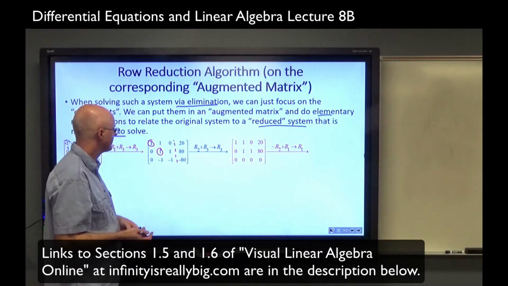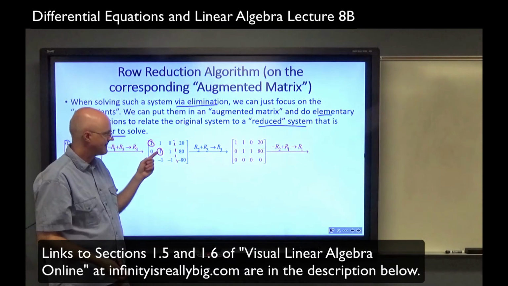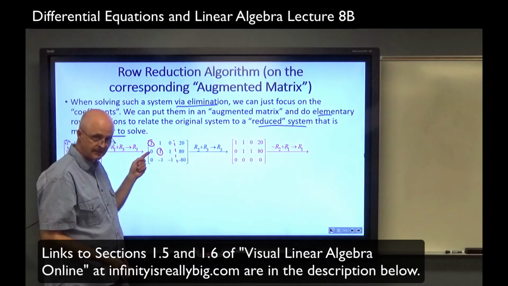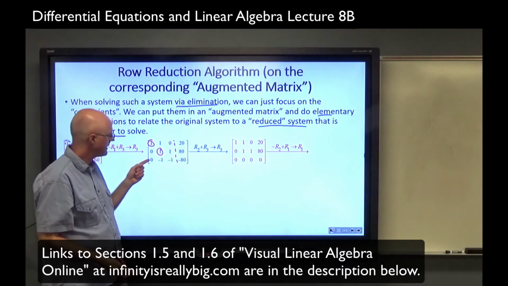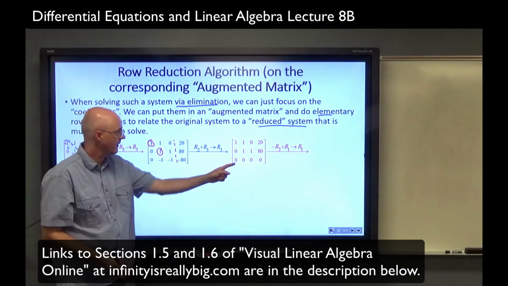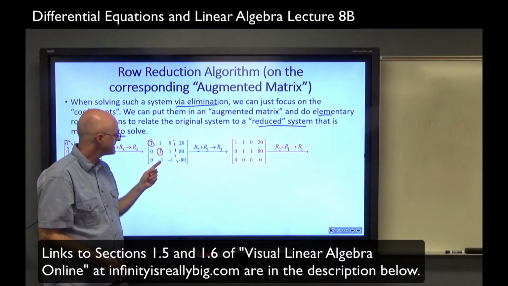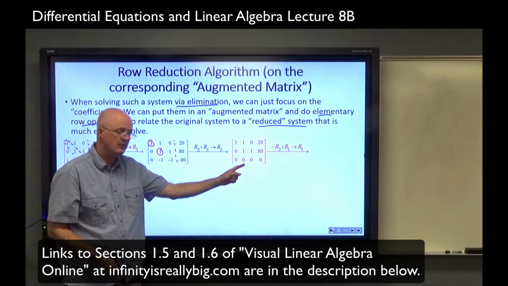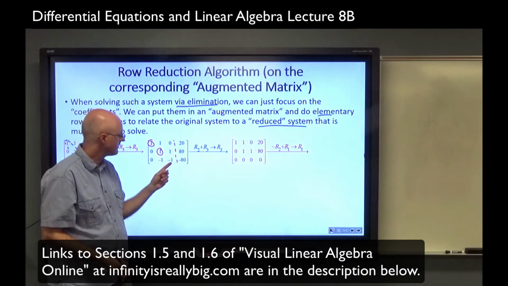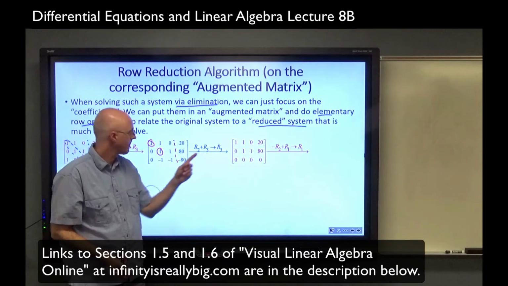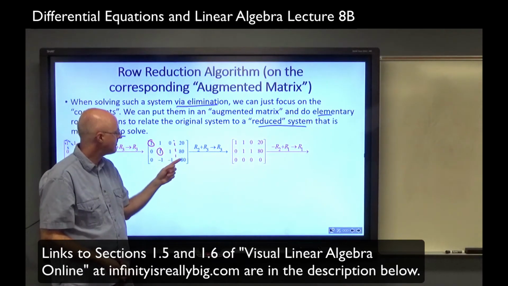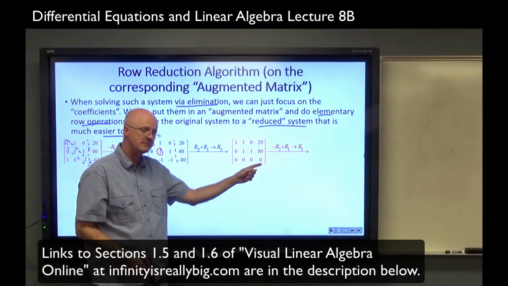Here's the result. Taking row 2 and adding it to row 3 and putting the answer in row 3. 0 plus 0 is 0, so this stays a 0. 1 plus negative 1 is 0, so this becomes a 0. 1 plus negative 1 is 0, so this becomes a 0. And 80 plus negative 80 is 0, so this becomes a 0.